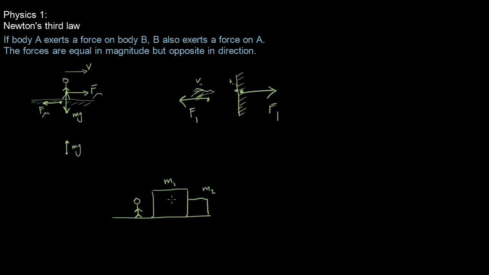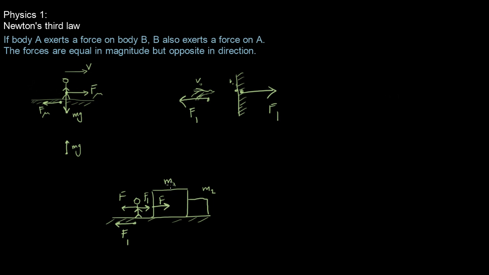Now let's say there are two boxes, M1 and M2, and I'm pushing the first box with a force F. Therefore the box is also pushing me backward with the same force F. Now I am exerting a force to the ground. So let's say this is the ground. I'm pushing the ground backward with, let's say, F1. Then the ground is pushing me forward with F1.